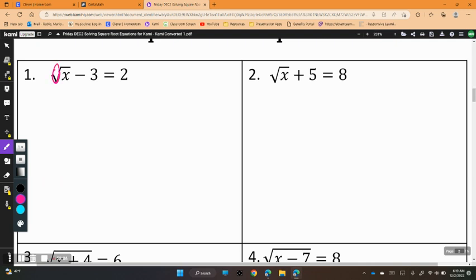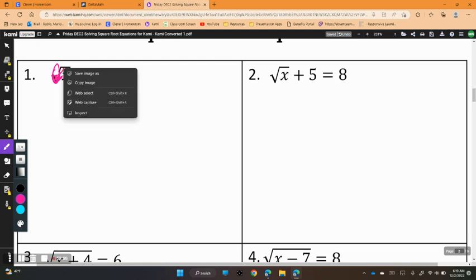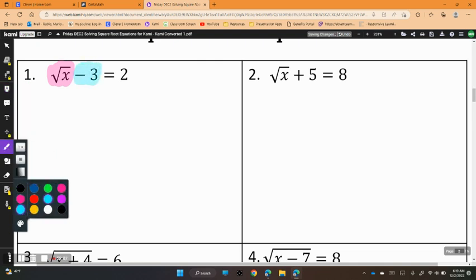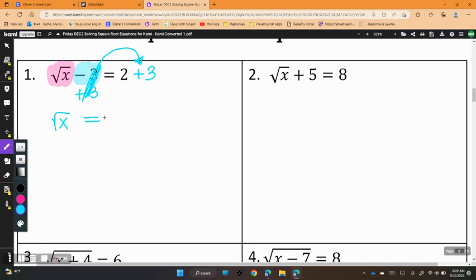We're going to start with isolating. We're going to start by isolating the square root or the radical, which means I need to take this negative 3 and bring it to the other side of the equation. So I'm going to add 3 to both sides. These 3s will cancel. I'll bring down my square root of x, bring down my equal sign, and now I've got 2 plus 3, which is 5.